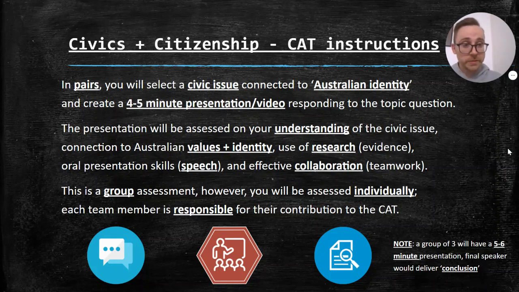So it's a group assessment, which you guys know by now, but you will also be assessed individually. Because there are such clear, distinct roles, so 1 for, 1 against speaker, each team member will be assessed individually depending on their contribution to the CAT. So I guess that's to protect people from teammates who are not really doing their part and expecting the other person to do all the work. But it's also to recognize the efforts of team members who are going above and beyond and really putting in a really strong effort for their half of the CAT.